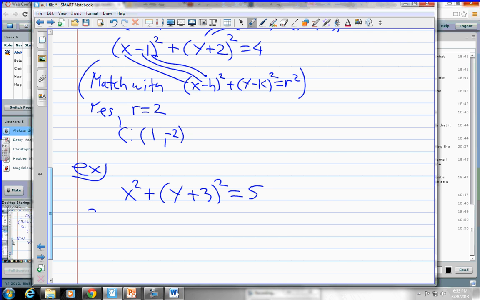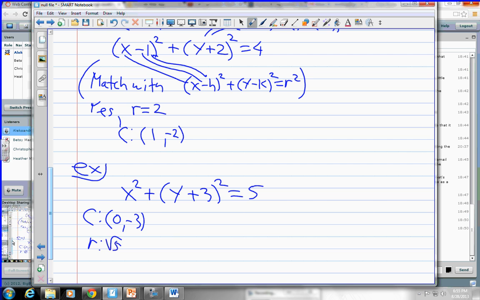What is the center of that circle? 0 and negative 3. Very good, because there's nothing subtracted from x, so there's a silent 0. So that means it's sitting somewhere on the y-axis. Okay? Now, what is the radius? Square root of 5. Very good. Because again, keep in mind that the number on the right is already squared. In order to get 5 from squaring, you have to be squaring the square root of 5. Is that all right? Does that make sense?